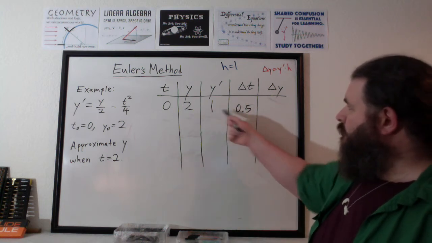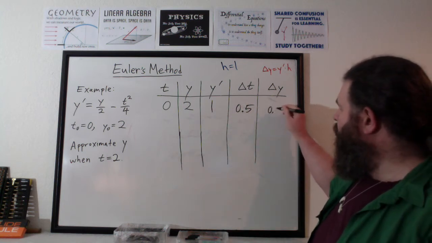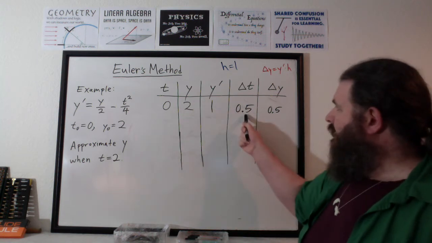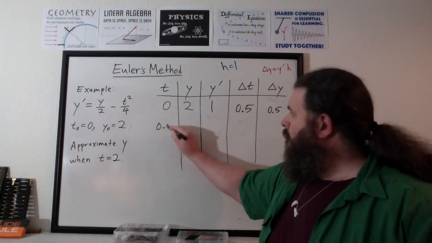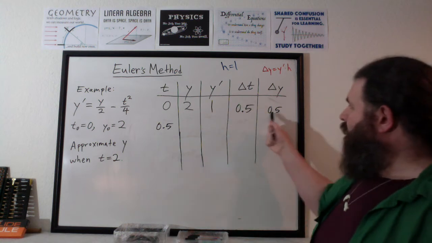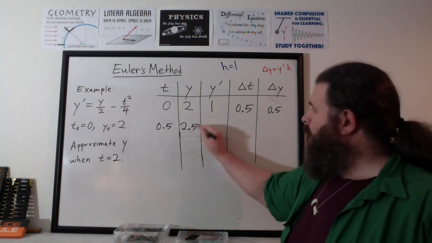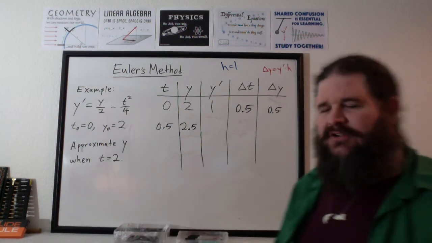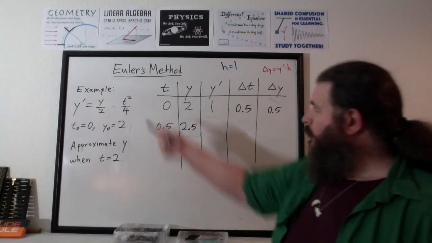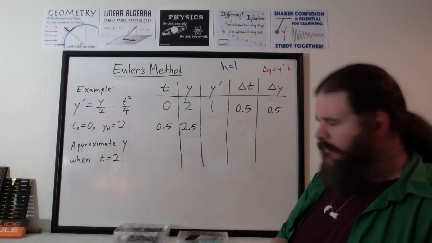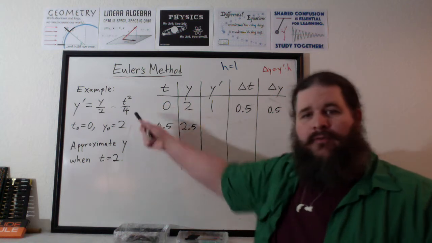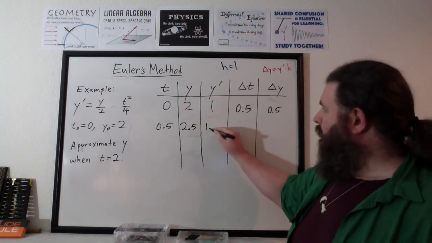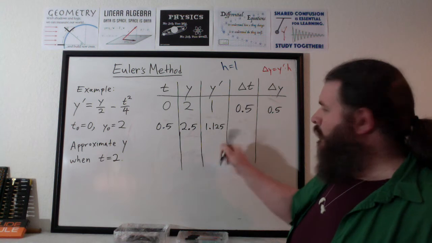Slope times h, 1 times 0.5 would be 0.5. Add those to our initial conditions. T plus delta t is our new t-value. Y plus delta y is our new y value. Then we can substitute those into the original differential equation. So y over 2, that's 2.5 over 2, minus t squared over 4, so 0.5 squared over 4. And we get 1.125, 1 1/8. So that's the new slope.